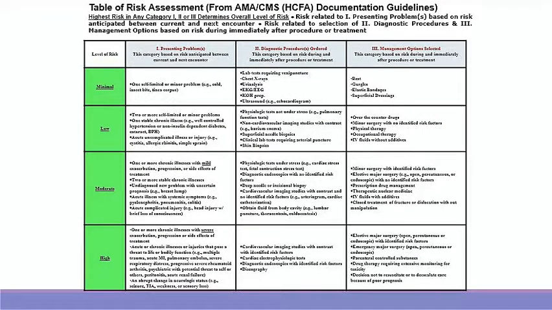Here is the table of risk from the AMA and CMS, which provides us with some clinical examples. Remember that this is not an all-inclusive list, but rather a guide for where certain problems, studies, or treatment should fall. We can see the levels of risk on the left of the slide in green, and the columns for presenting problems, diagnostic procedures, and management options are colored in blue. This section of medical decision-making is not actually assigned a point system like the other 2 elements we just discussed.